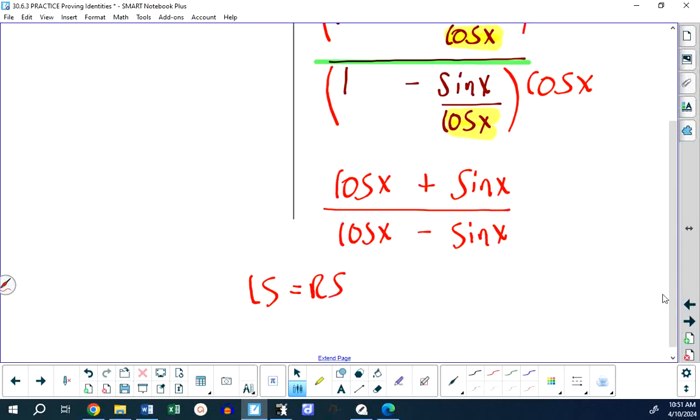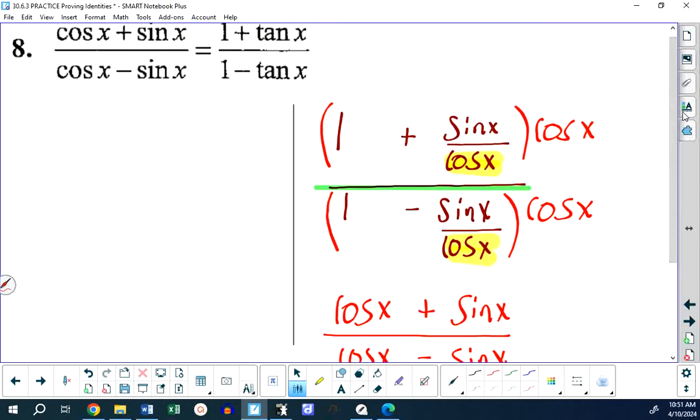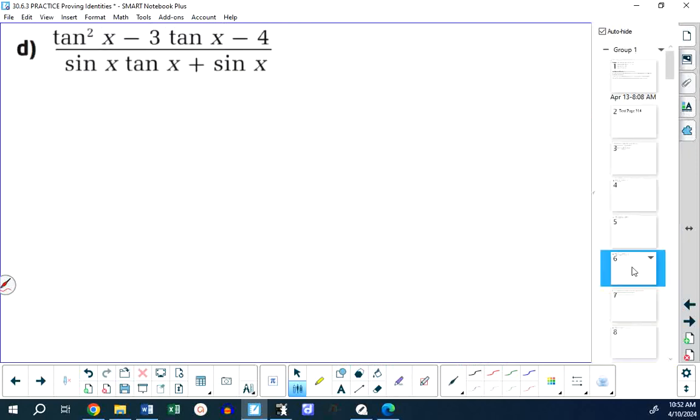And again, at this point, when you wrote down sine x over cos x, you would write quotient identity. Is that okay? Okay, good. Other questions? This one. Okay.